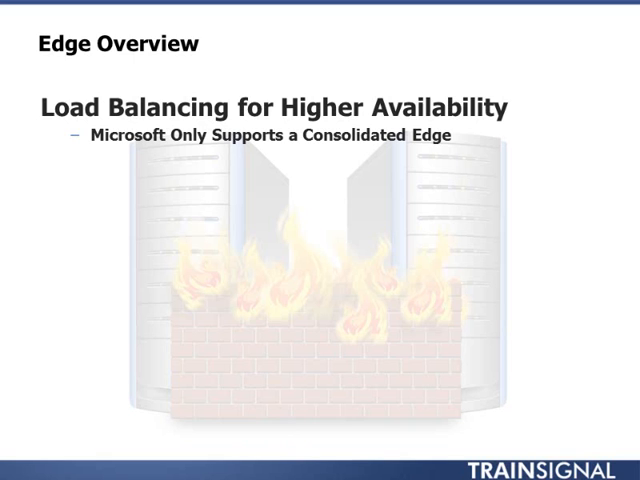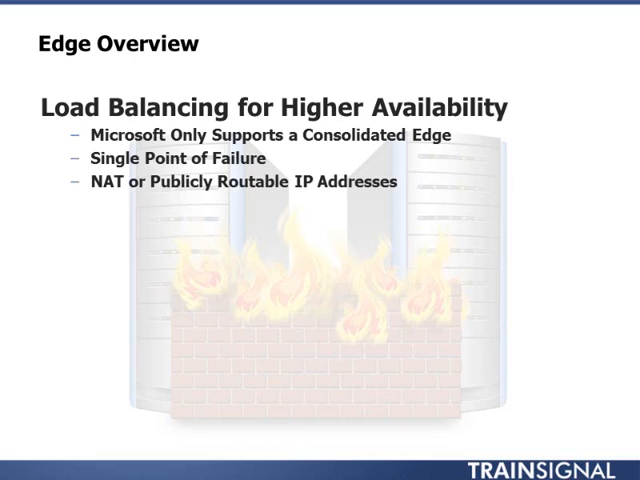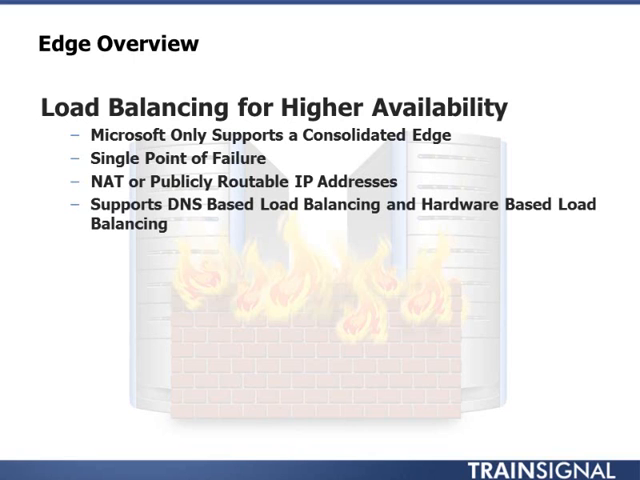If you set up a single edge server out in your DMZ, you have to remember that that's a single point of failure. And if you are using a single edge server, you can use NAT or you can use publicly routable IP addresses. In order to achieve a higher level of availability for traffic coming in across the DMZ, you want to use at least a couple of edge servers in a pool. And if you set up multiple edge servers in a pool, we have to load balance the traffic to those servers. And Microsoft supports DNS-based load balancing and hardware-based load balancing.